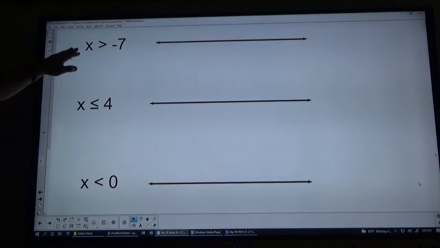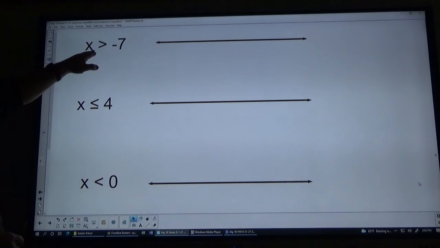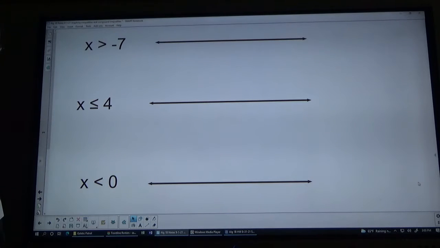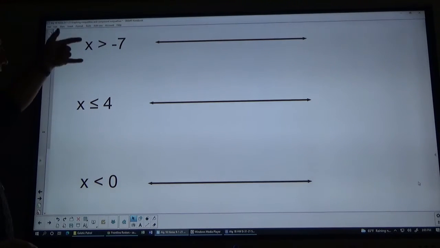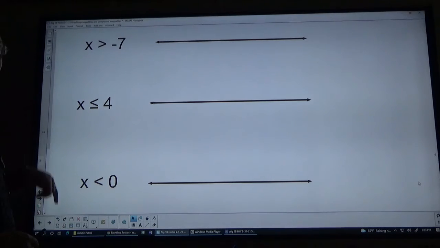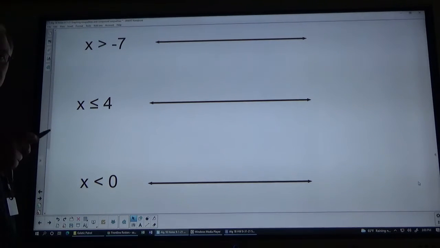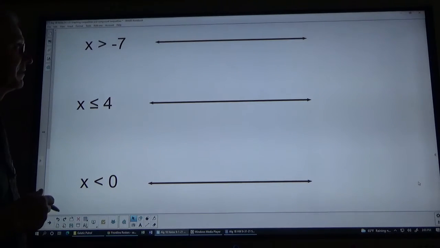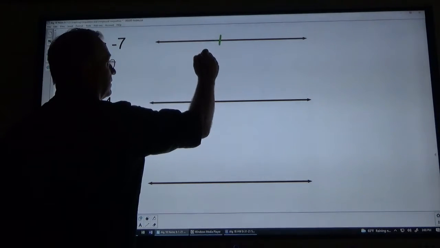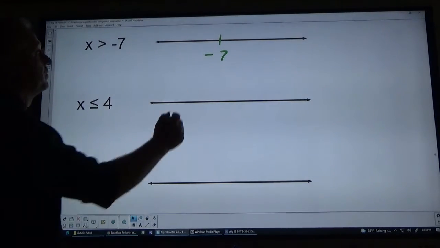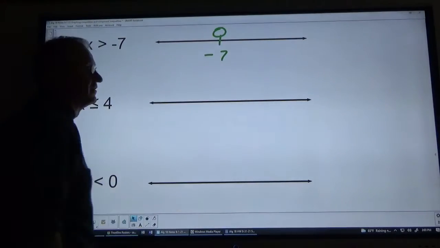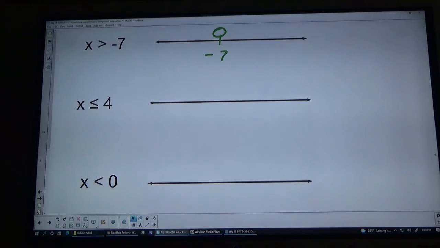So when I work with graphing something like x is greater than -7, because it does not include the "or equal to" symbol, I am not going to have a filled in circle. I'm going to have an open circle over the number I'm comparing it to. For example, -7. I'm going to put an open circle over the -7.